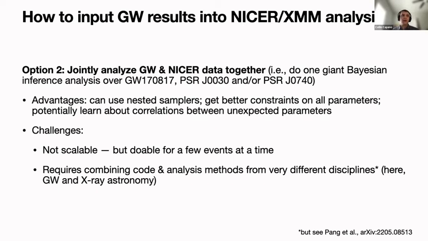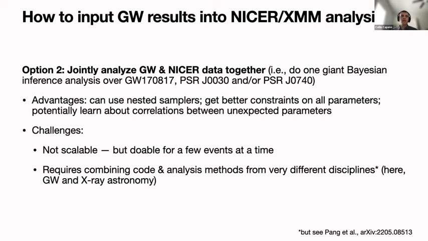There are challenges to this, of course. The big one is that this isn't very scalable. Because each event that you're adding in is adding many more parameters to your analysis, your parameter space grows quite quickly, and this makes it much more difficult for the samplers to converge. But for a few events at a time, this is doable, and that's the scenario we're in here, where we really just want to take GW170817, which has a lot of information in it, and combine it with one or both of the initial two pulsars.